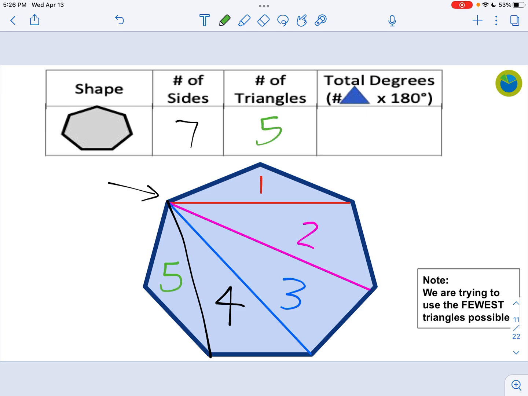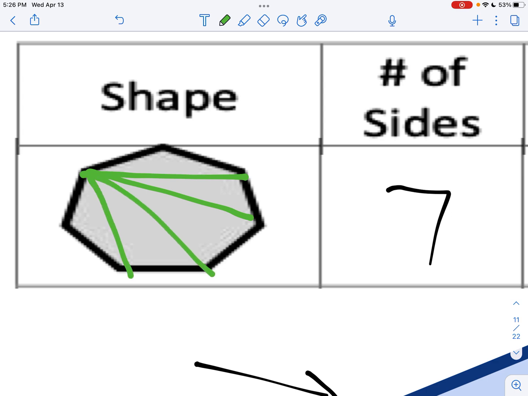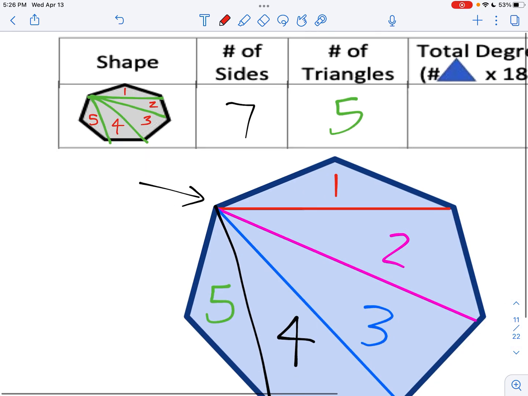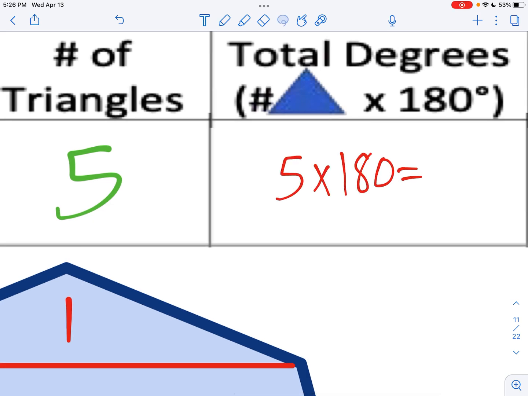If you knew there were 5, awesome. All right, give yourself a smiley face there. All right, don't forget to put it on yours. 1, 2, 3, 4, 5. Try to make straight lines. Try to do better than I did. So for our last one, 5 triangles times 180 degrees. Put in your calculator. See if you can beat me.